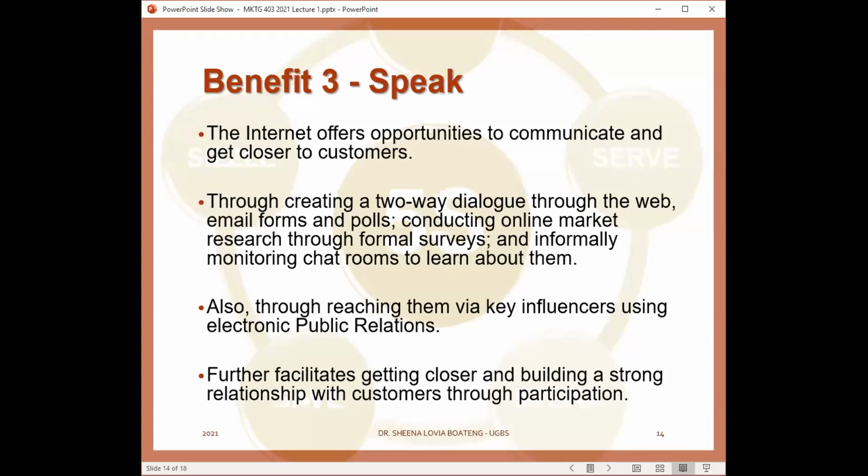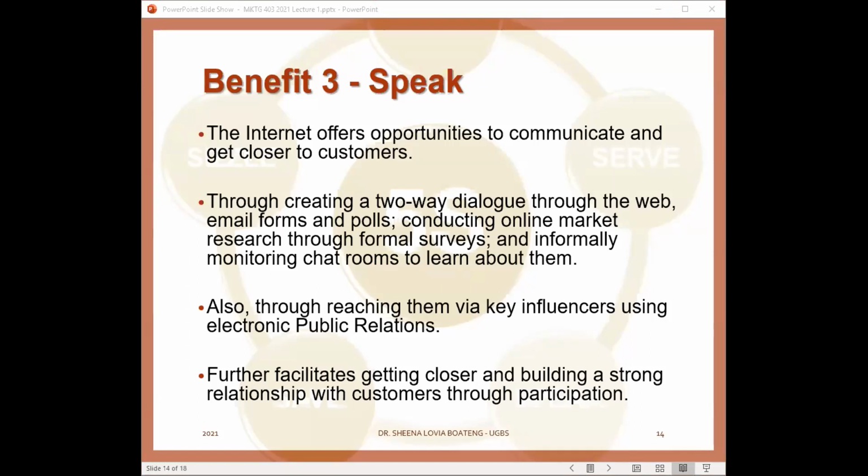Very well noted. So continuing with the speak dimension, we're talking about the fact that dialogue and communication between firms and their customers is important. Because if you do not communicate with your customers, you do not get to know them. And if you do not get to know your customers, you cannot build a relationship with them. Because it is in relationship building with your customers that you are able to understand their likes and dislikes, their needs and wants, and how they want these needs and wants to be satisfied. So speaking to your customers is very important, and the internet helps us to do so in myriad ways.